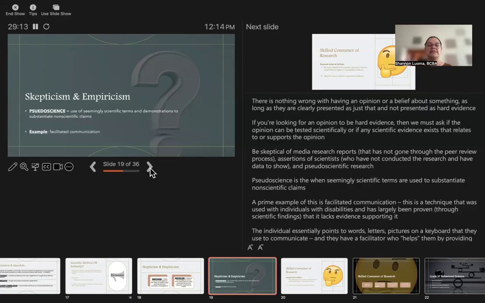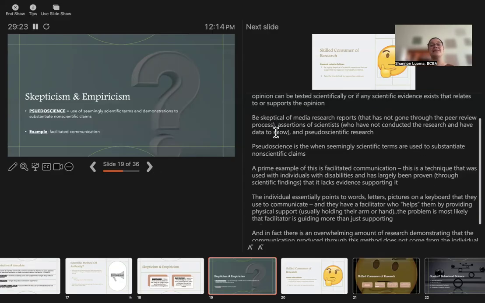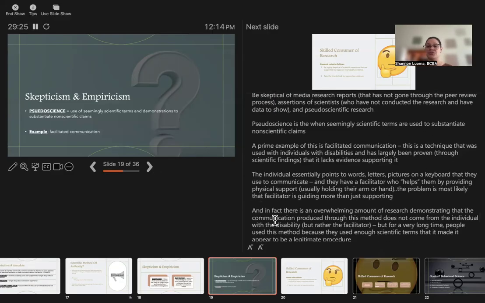So, being skeptical of media research reports, assertions of scientists, and pseudoscientific research. Pseudoscience is when seemingly scientific terms are used to substantiate non-scientific claims. There are lots of examples I could give you right now. I won't touch on a lot of them, but there is a lot of pseudoscience happening right now.